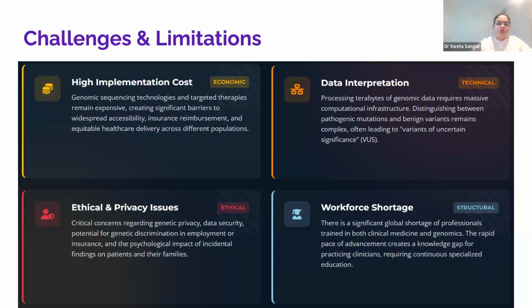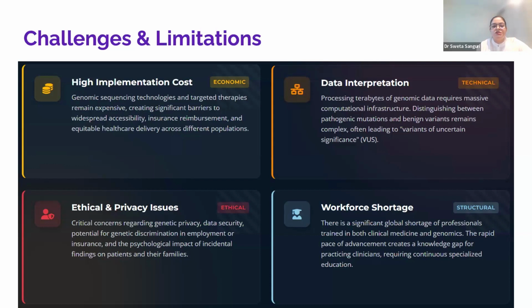Now, what are the challenges? Despite its promise, molecular diagnostics also faces challenges. These include high cost. For a developing country like India, genomic sequencing technology can be really expensive. It can create significant barriers. There are also problems with insurance reimbursement, and not all our population is financially equipped to undergo or to avail genomic sequencing. This is one. It is extremely costly at this point in time.